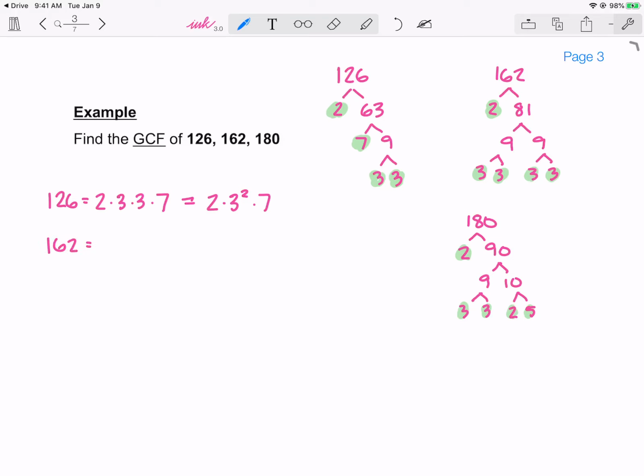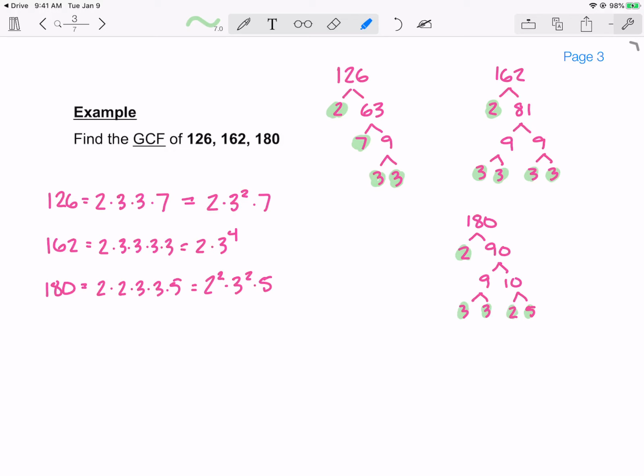162 is equal to 2 times 3 times 3 times 3 times 3. So there's 4 3s, so 2 times 3 to the fourth. And then 180 is equal to 2 times 2 times 3 times 3 times 5, or 2 squared times 3 squared times 5.